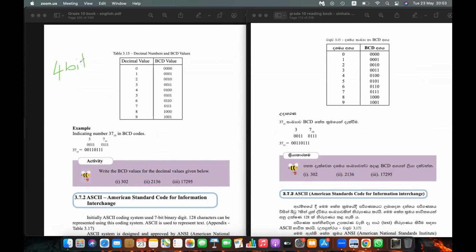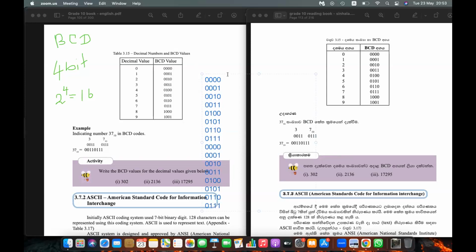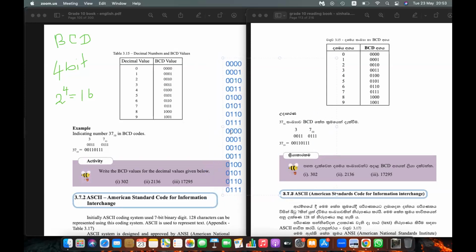4 bits means how many unique combinations? BCD had just 4 bits. How many unique representations? 2 to the power 4, which means 16. By unique we mean different patterns that can be written, and there are 16 kinds. Let's write 4 digits as zeros and ones. Count and see how many different combinations there are.